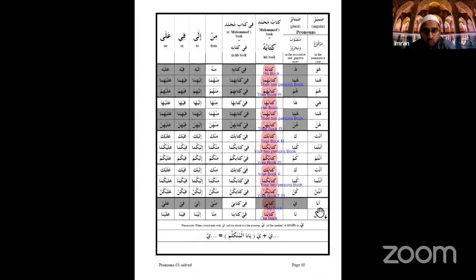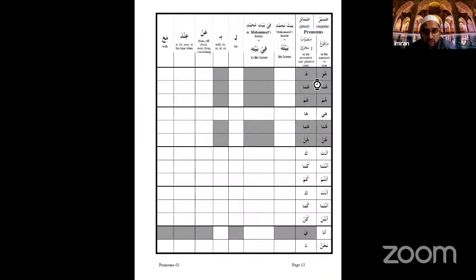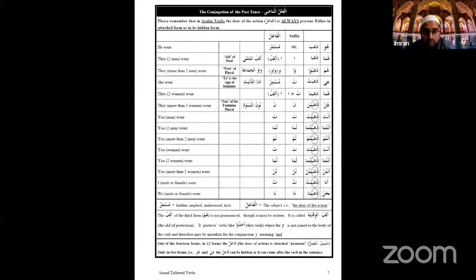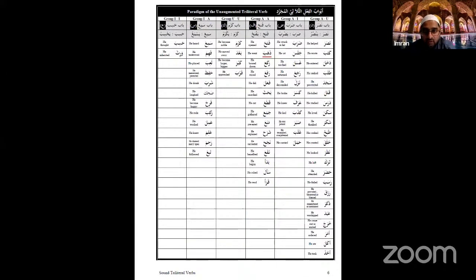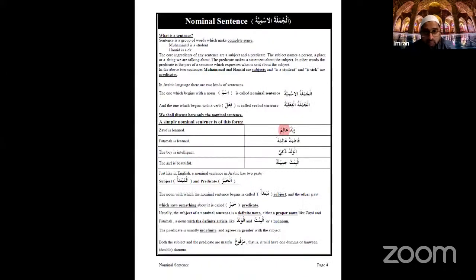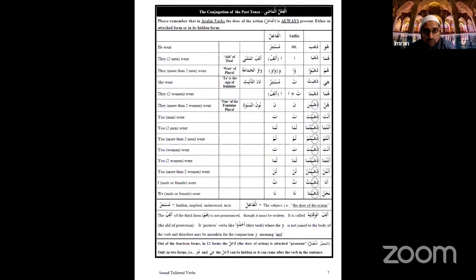And that was the reason why when we did the pronouns with the verb, we had them next to each other. So when we did it over here, that's the reason why we did huwa, dhahaba, he went. Huma, dhahaba, they both went. Yes. Okay.